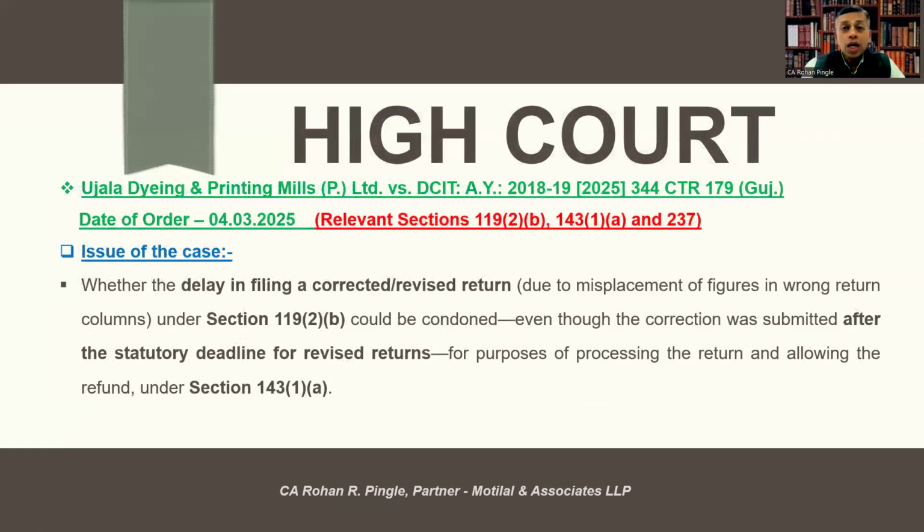Next, Ujala Dyeing and Printing Mills Private Limited versus DCIT, assessment year 2025. Gujarat High Court, date of order 4th March 2025, and relevant sections are Section 119 subsection 2 clause B, Section 143 subsection 1 clause A, and Section 237. Let's see what was the issue.